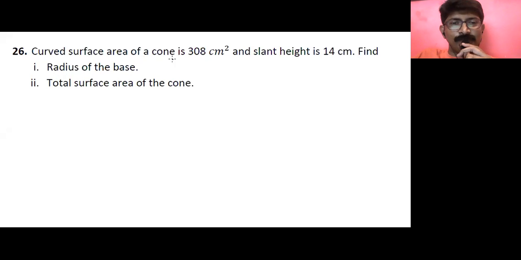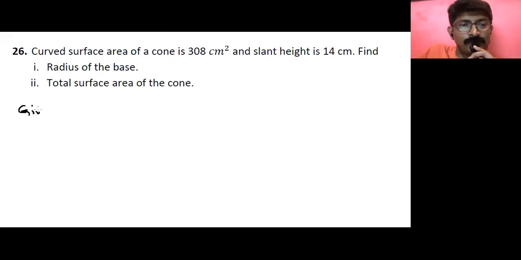The curved surface area of the cone is 308 centimeters square and the slant height is 14 centimeter. So the question is a little reverse. Now over here we have been given the curved surface area and the slant height. We're supposed to find the radius and the total surface area of the cone. How to do that? Simple, students. We'll start with the given things.